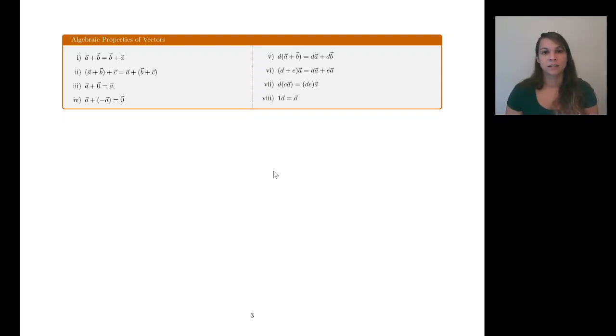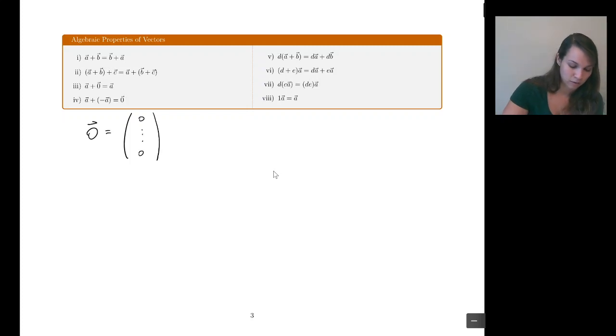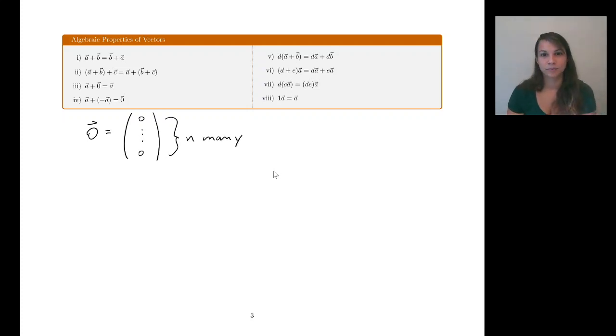Doesn't matter. There's the transitive property, and I'm not really going to read through all of these, but this is just a refresher for you. Quick note, the zero vector is just equal to a vector where zeros are all the entries, and we want to have n many of them. So same size as a.